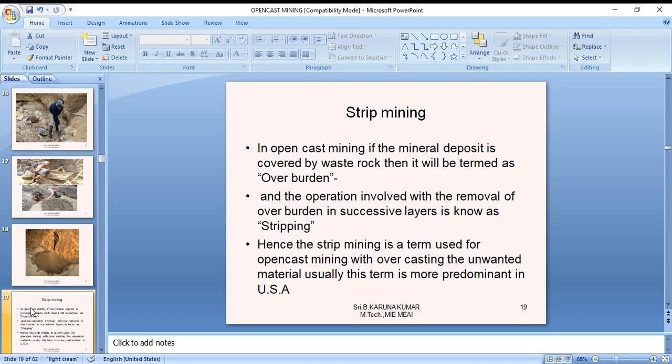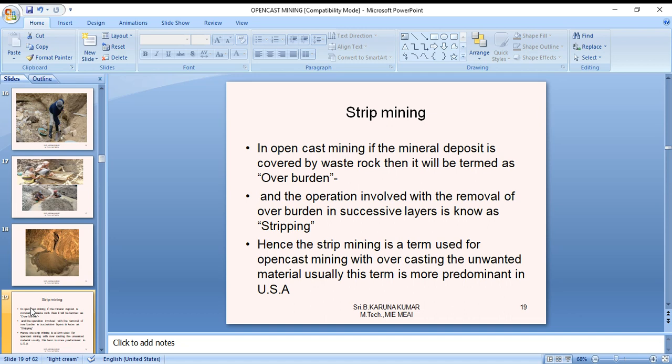Strip mining is an open cast mining method. If the mineral deposit is covered by waste rock, then it will be termed as overburden. And the operation involved with the removal of the overburden in successive layers is known as strip. So most of the coal mines are using this terminology also.